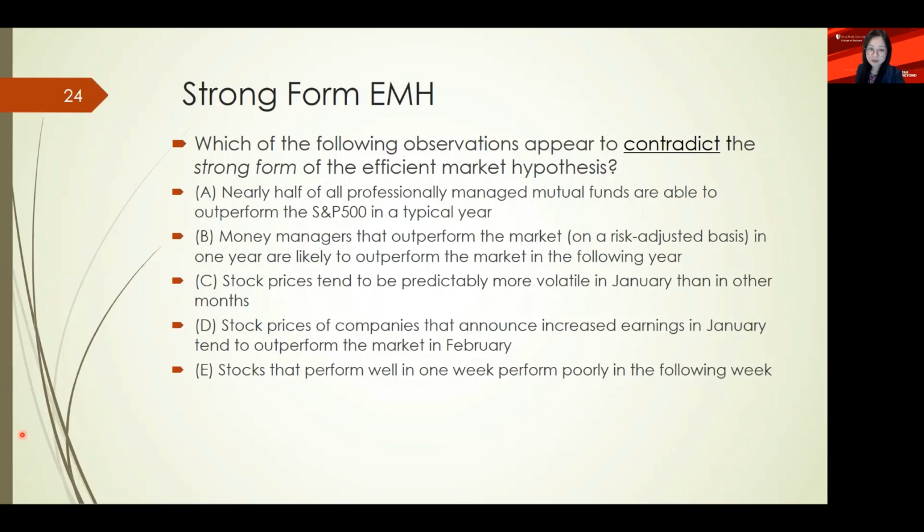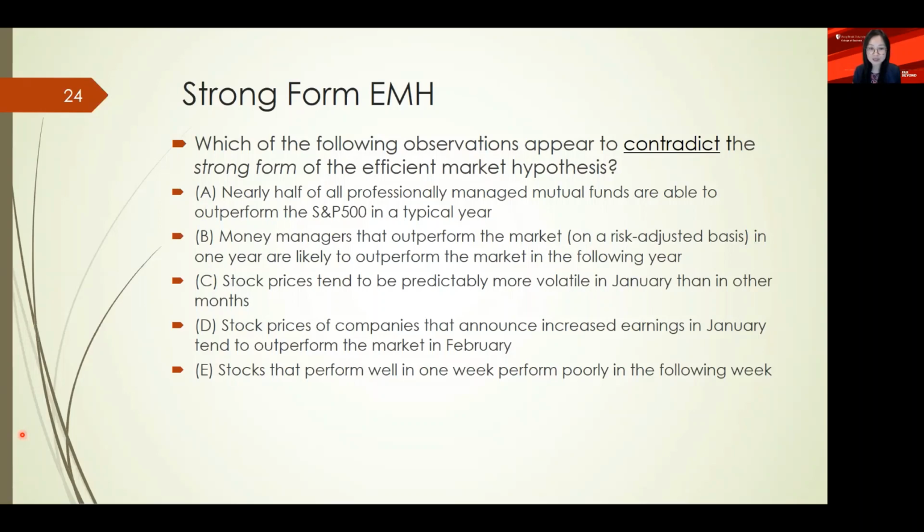C, stock prices tend to be predictably more volatile in January than in other months. So this one says nothing about price and returns. You can predict volatility, but it may not lead to alpha, abnormal performance. So it's not evidence against the strong form EMH because it's not return patterns, it's not financial anomalies.